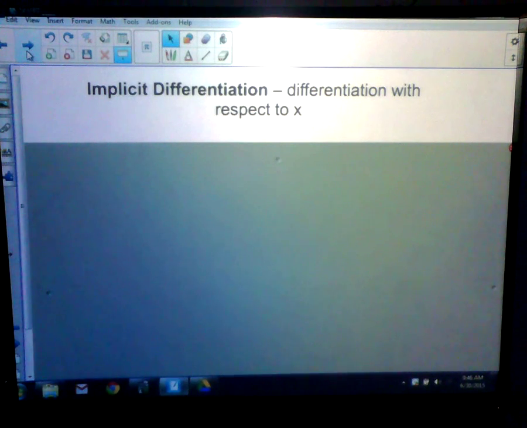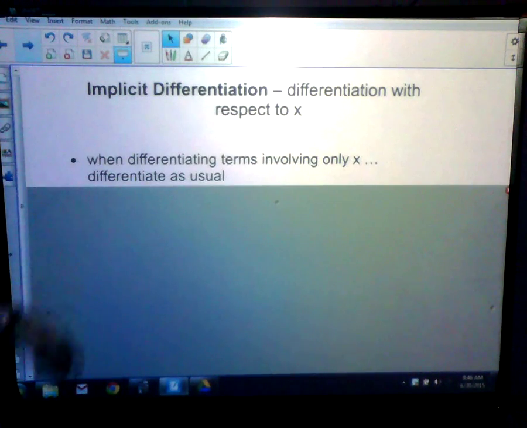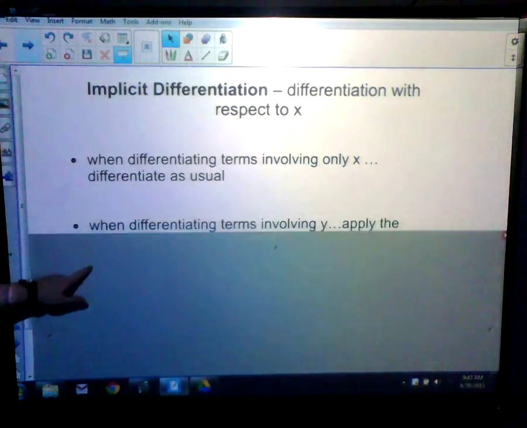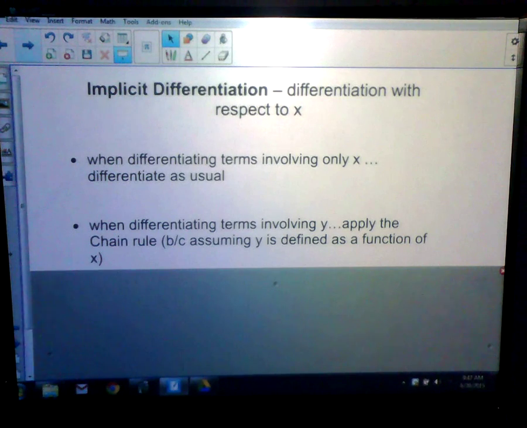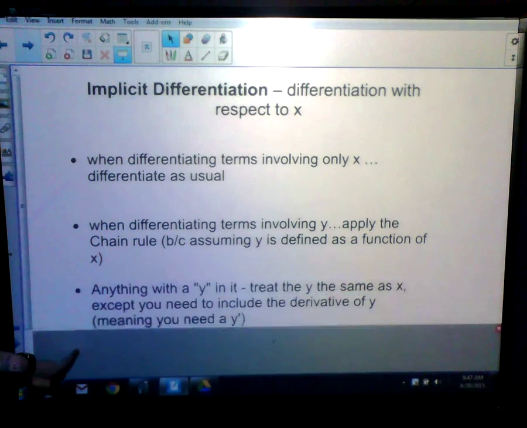Implicit differentiation. When we have a function that cannot be written explicitly, we have to do implicit differentiation. But remember, we're still doing it with respect to x. Now what do I mean by that? We're still going to treat the x's the same. Anything with an x in it, we're going to take the derivative just like we normally would. Anything that has a y, we're going to do the chain rule, because y is a function. Well, what is the derivative of y? The derivative of x is 1, but what's the derivative of y?